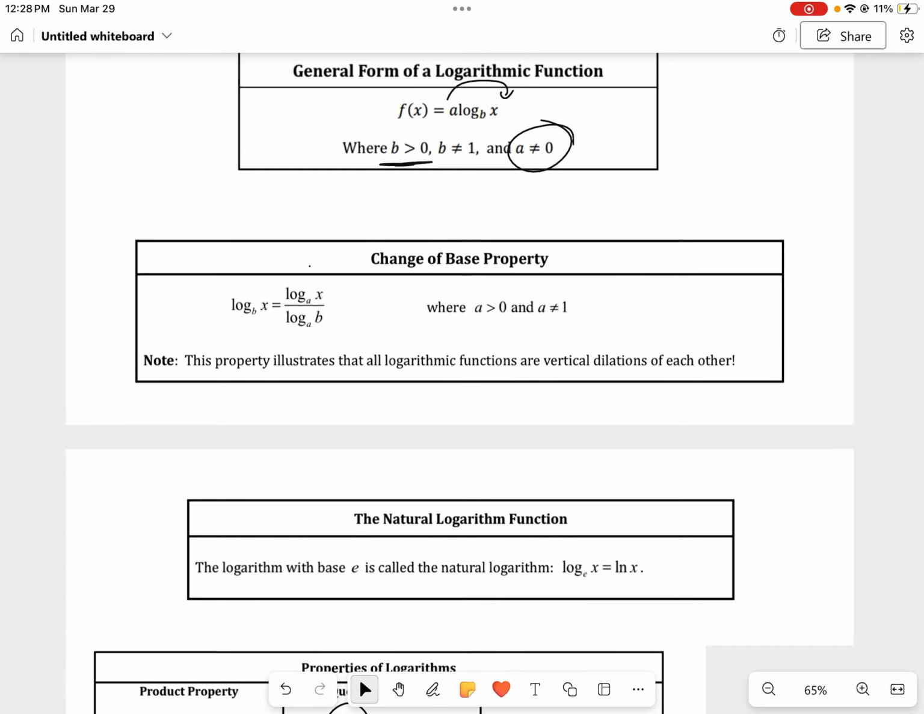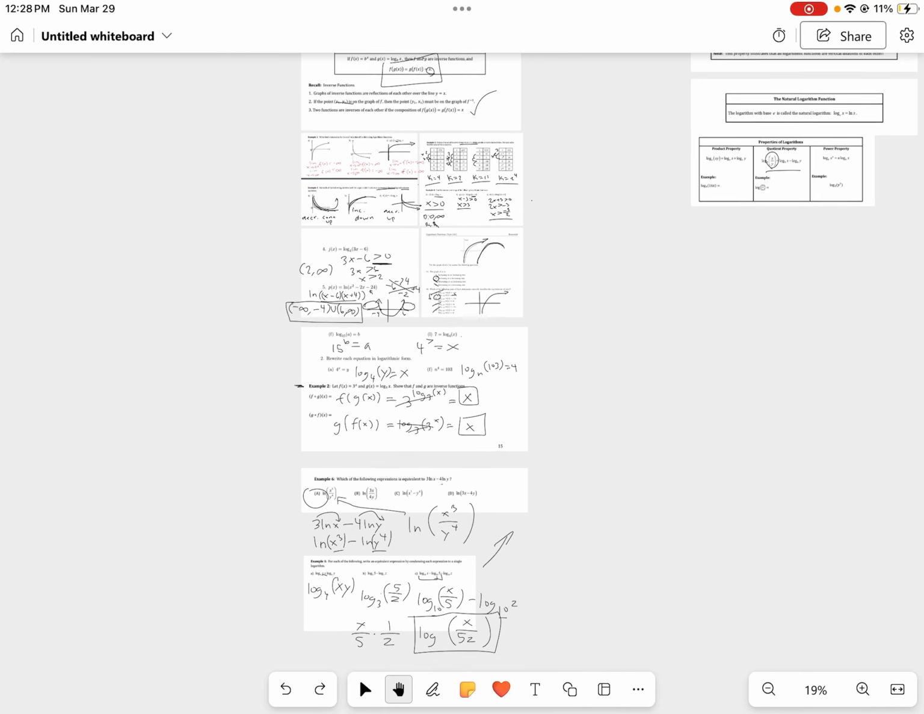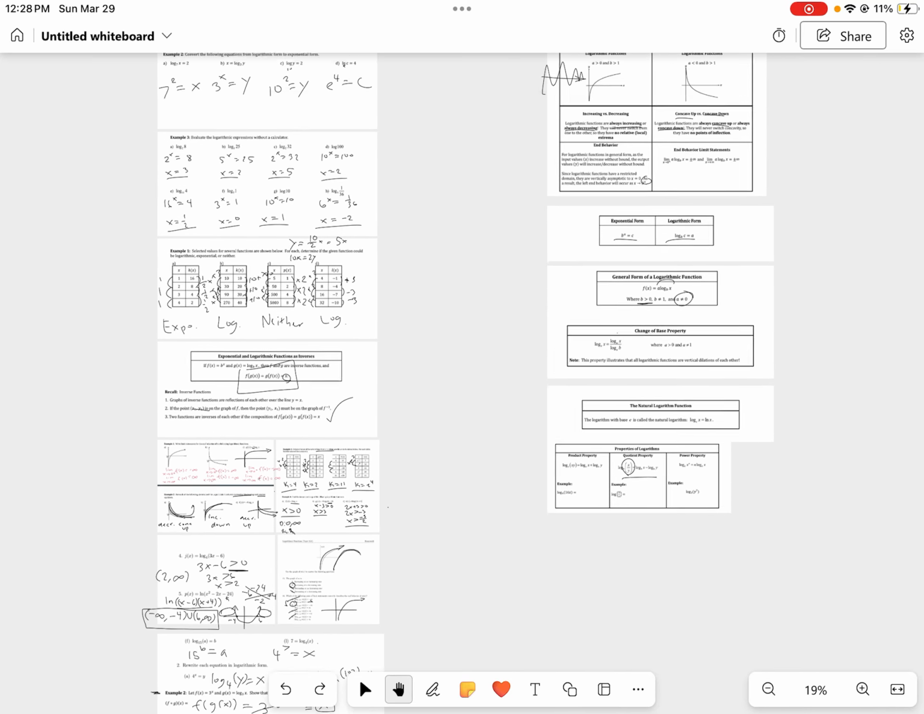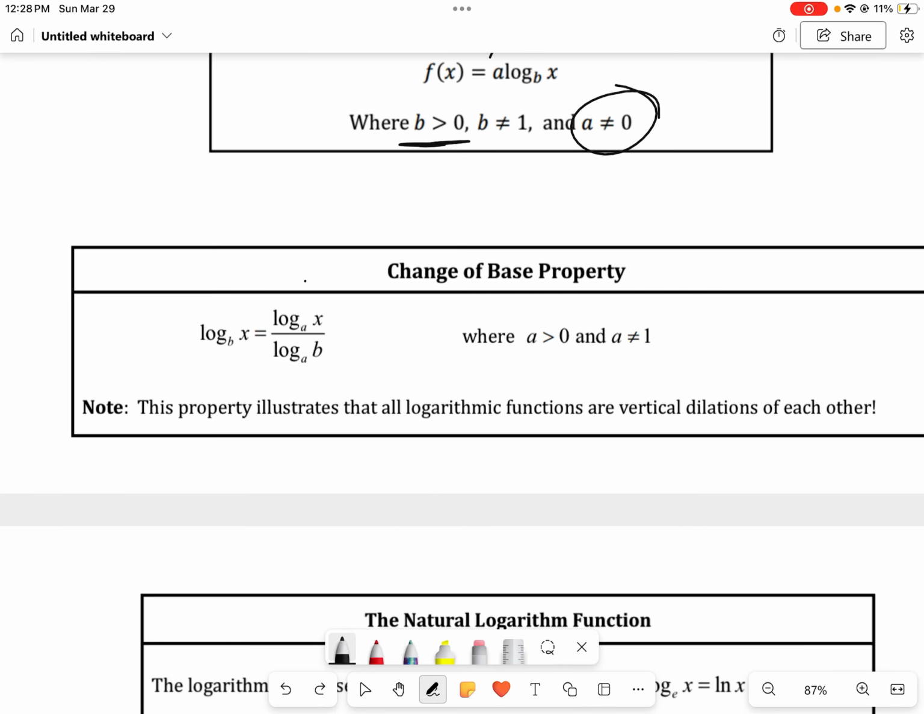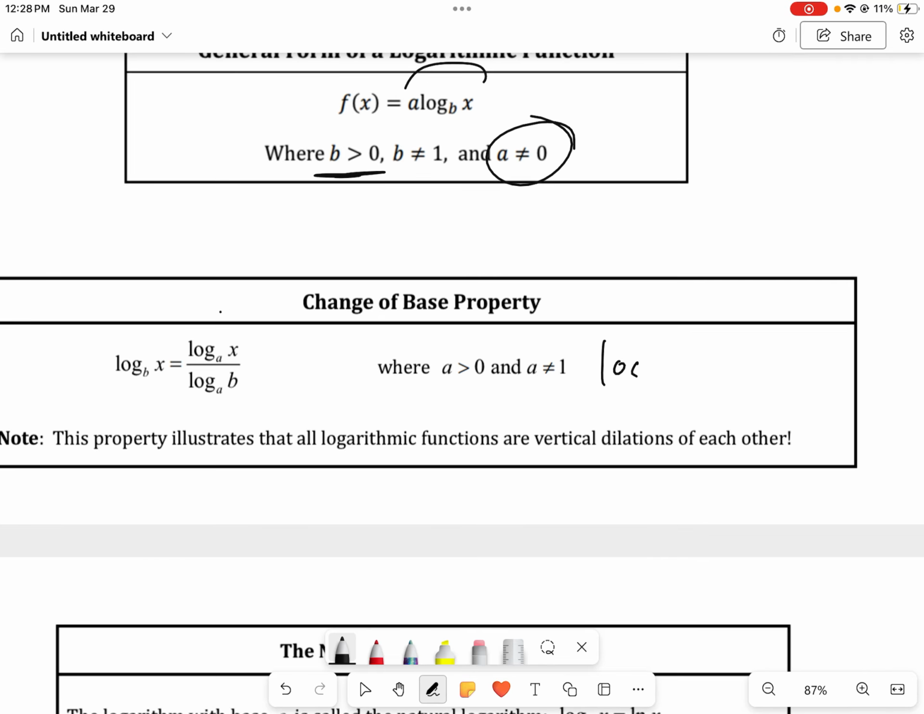Oh yeah, this change of base property is important. Did I not have any of those change of base property questions? I could have sworn I had them. Okay, apparently not. Point is, this is useful because, let's say we have log of 4x, and we want to show that it's the same thing as k times f of x, and we know that f of x is log 9.